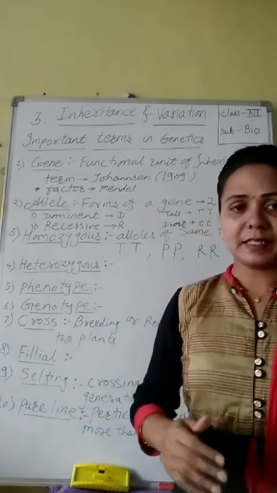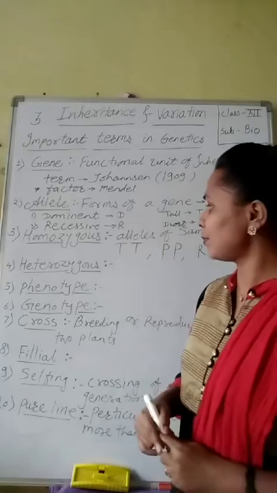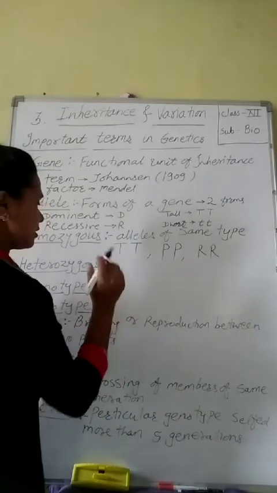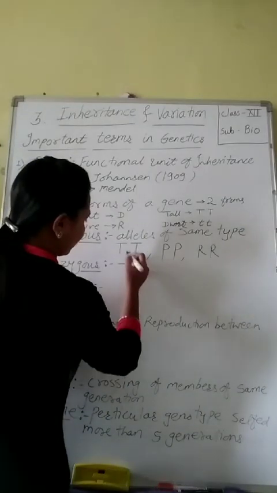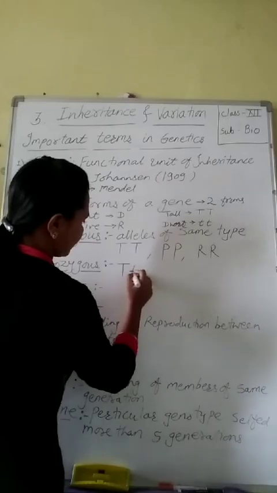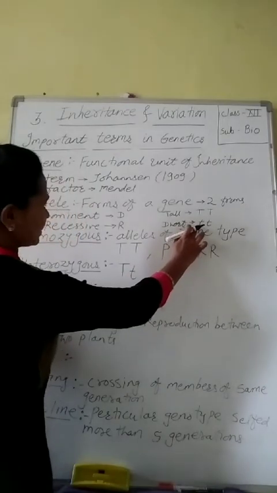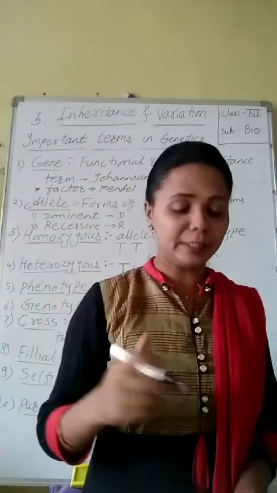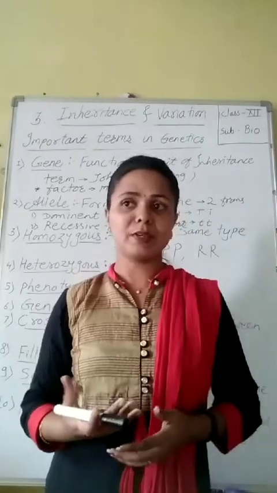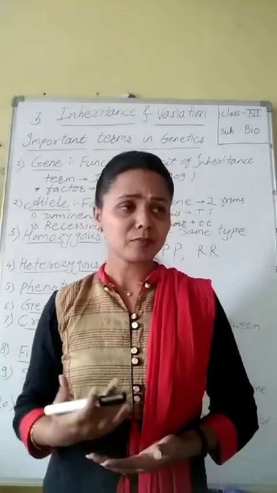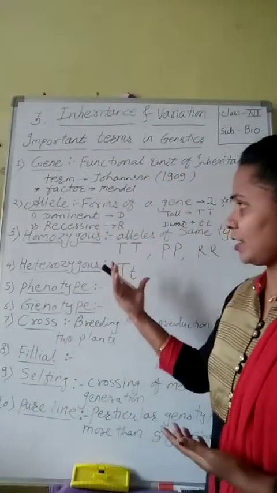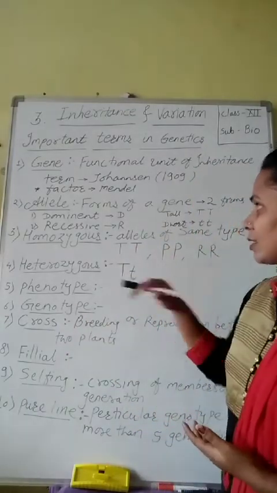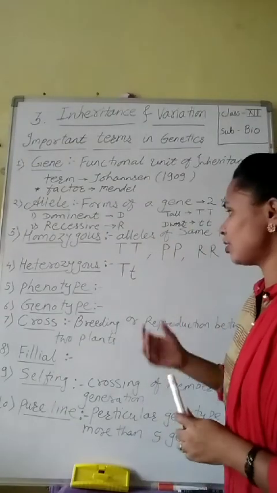The opposite of homozygous is heterozygous. Heterozygous means one allele is dominant, another allele is recessive. Suppose this one is dominant and another one is recessive. Already we have seen that recessive is written in lower case and dominant is written in capital letters. When Mendel did his study, he denoted dominant characters using capital letters and recessive characters using lowercase letters, means short form.